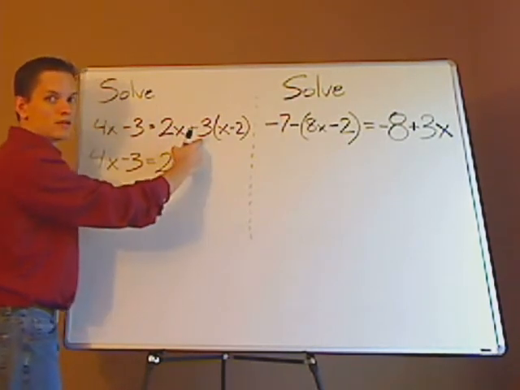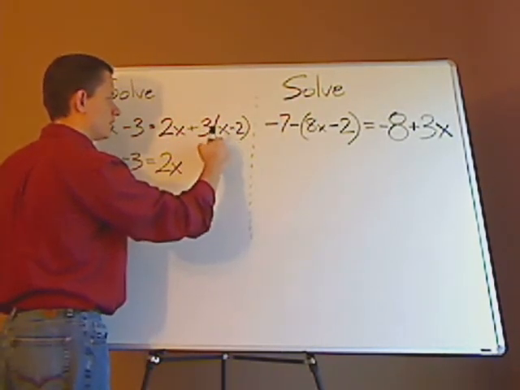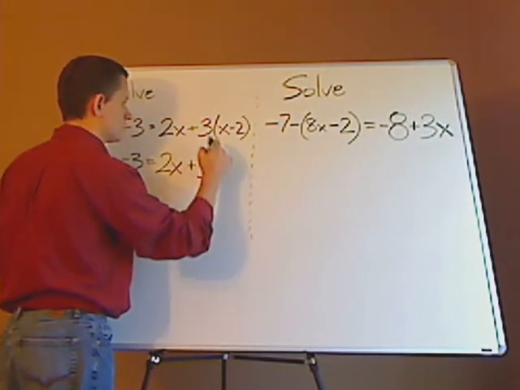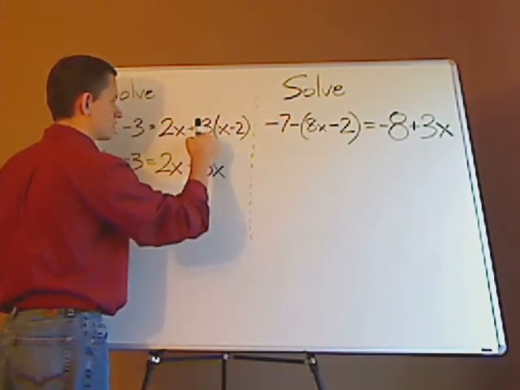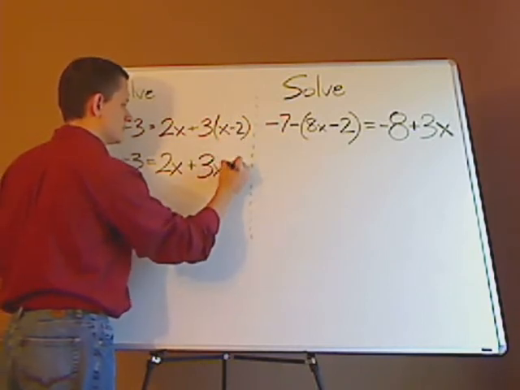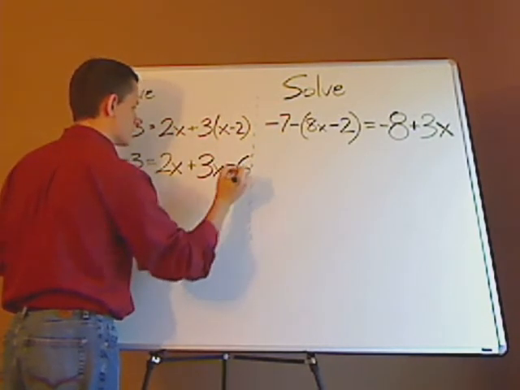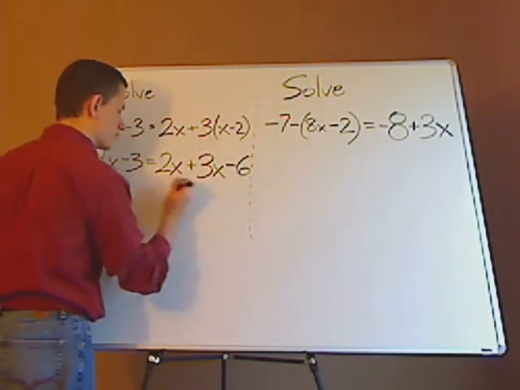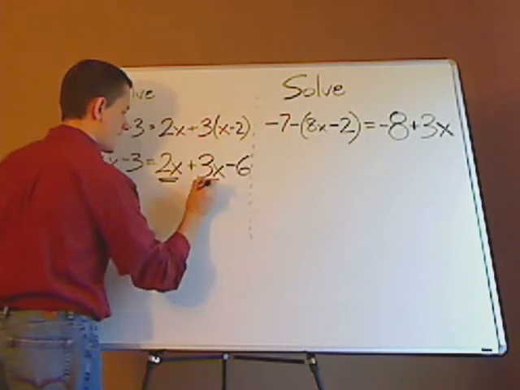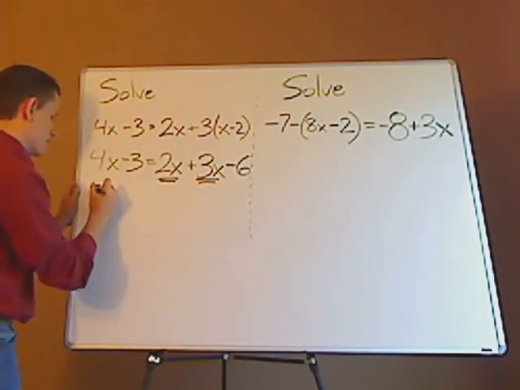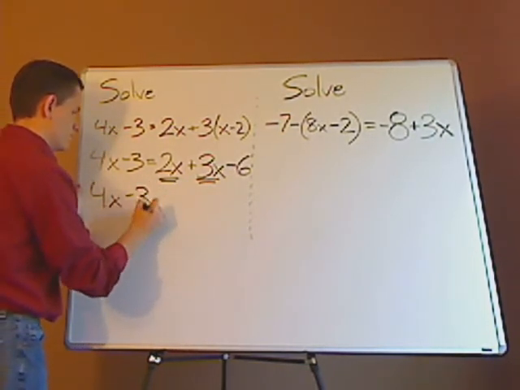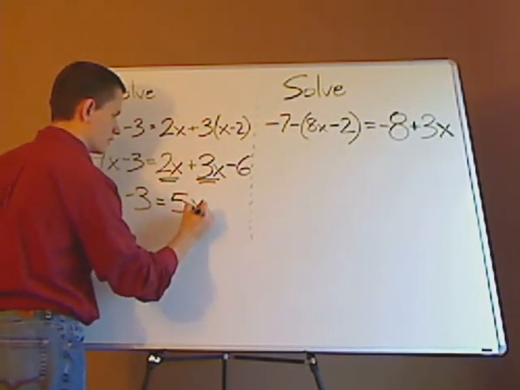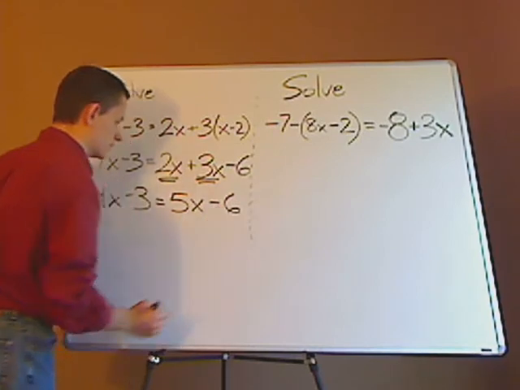Then I'm going to distribute the 3 because I can't do anything with the inside of the parentheses. So that's plus 3x. 3 times x is 3x. 3 times negative 2 is a negative or minus 6. I can still simplify the right side, so I'm going to add like terms. So that's 4x minus 3, and that's 5x minus 6.